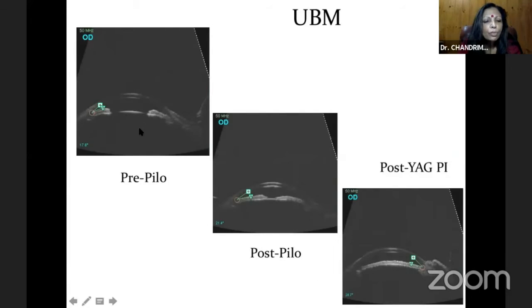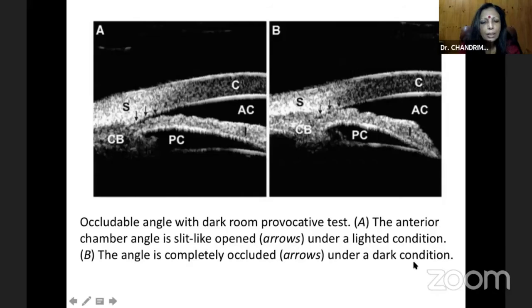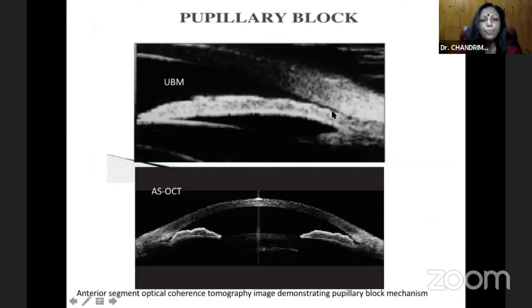So this is a picture of the UBM where it's a narrow angle before giving pilocarpine. This is post pilocarpine, and this is after a YAG PI has been done. There are better images of it coming. So, occludable angle with darkroom provocation test. Out here, the anterior chamber angle is slit-like open under lighted conditions, and the angle is completely occluded under dark conditions.